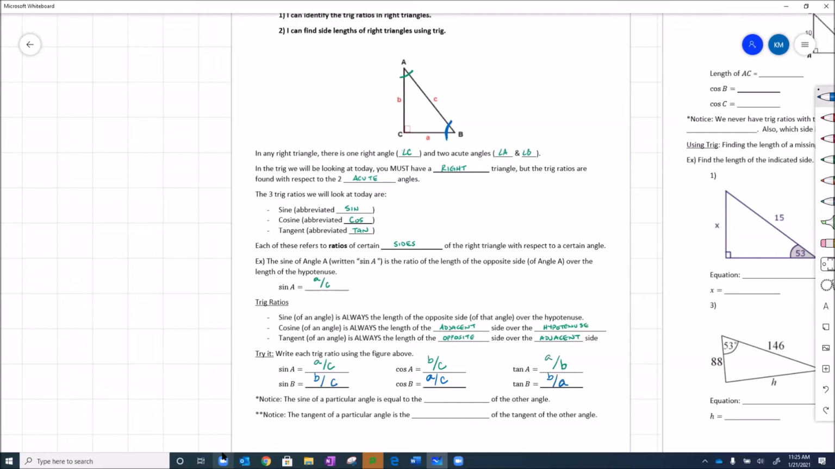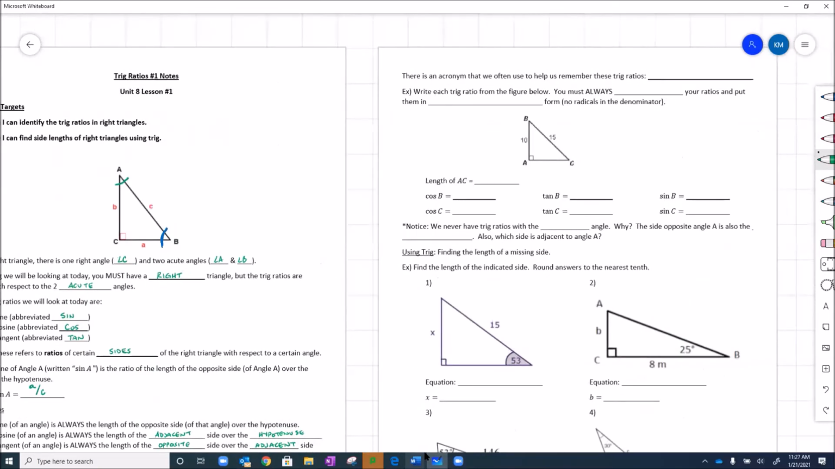Okay. You'll notice, hopefully, that the sine of a particular angle is equal to the cosine of the other. So you see that sine A is equal to cosine B. They're both A over C. Sine A, cosine B. The sine of A is equal to the cosine of B. Notice the tangent of a particular angle is the reciprocal of the tangent of the other angle.